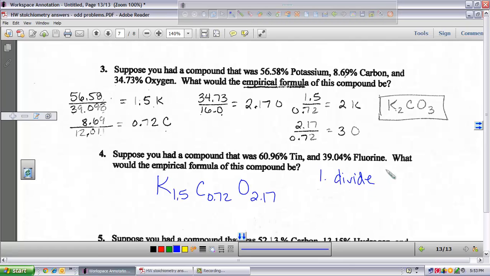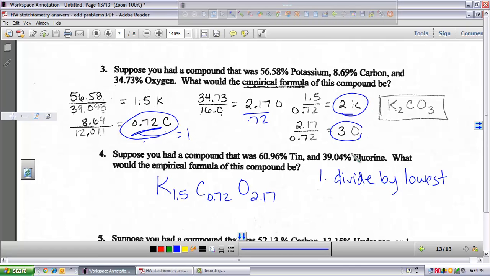There's a couple different ways to do that. Usually the first thing you do is divide all of them by the lowest number. In this case, the lowest number is here. So you divide this by 0.72, divide this by 0.72, and then this guy by 0.72. And when you do that, you end up getting nice round numbers. You get 1 for carbon, you get 2 for potassium, and 3 for oxygen. That's how we came up with the formula. And you normally put it in the same order as what's provided in the problem.